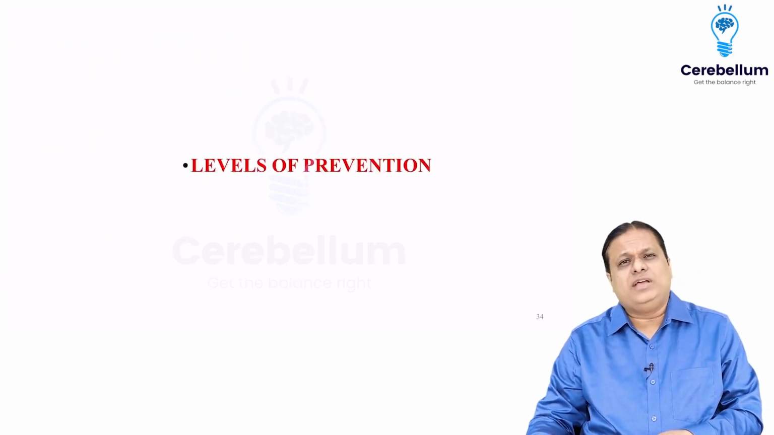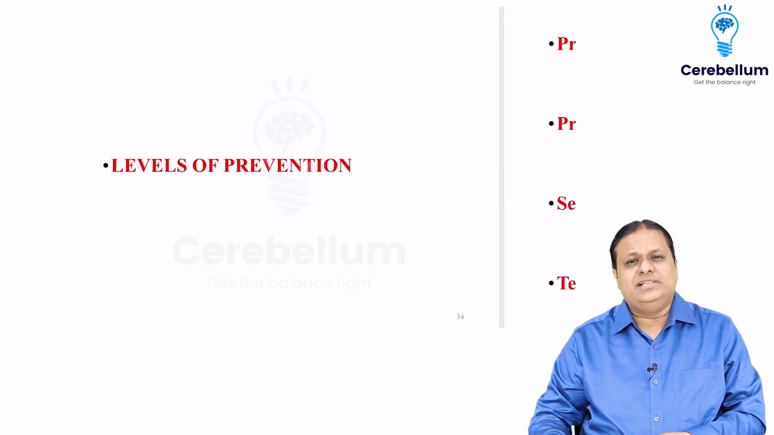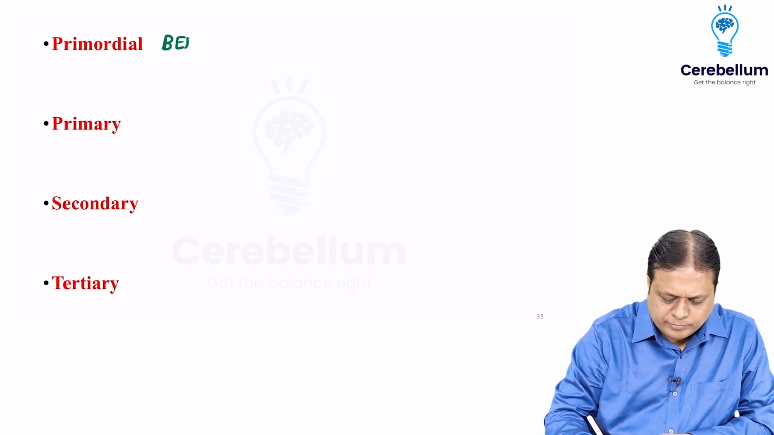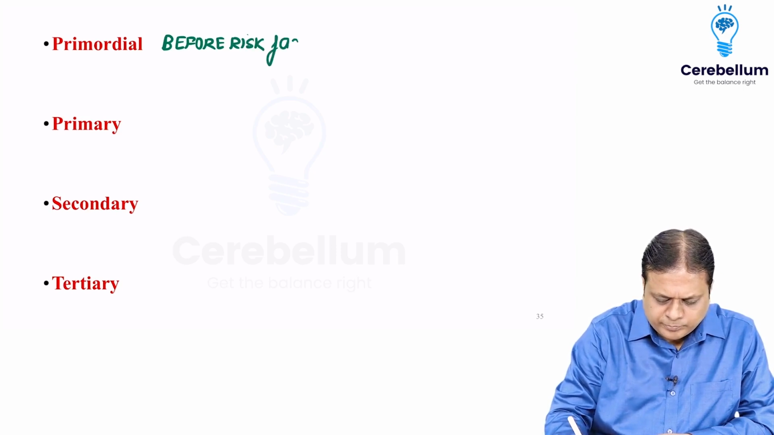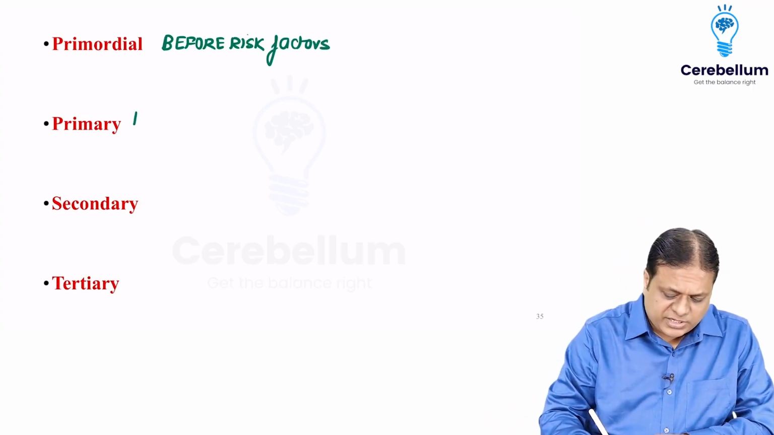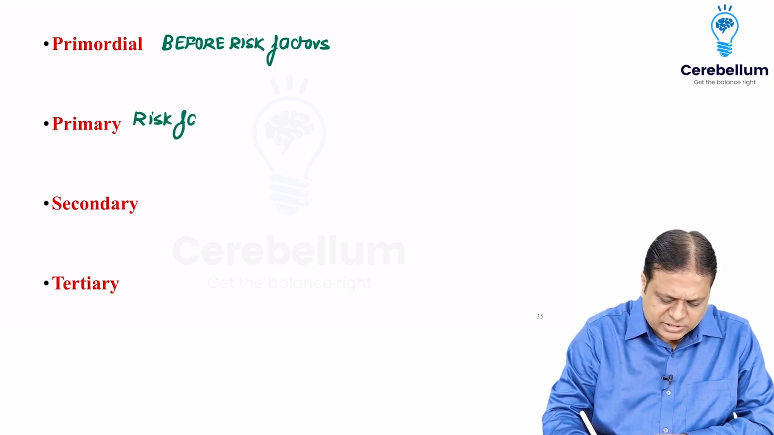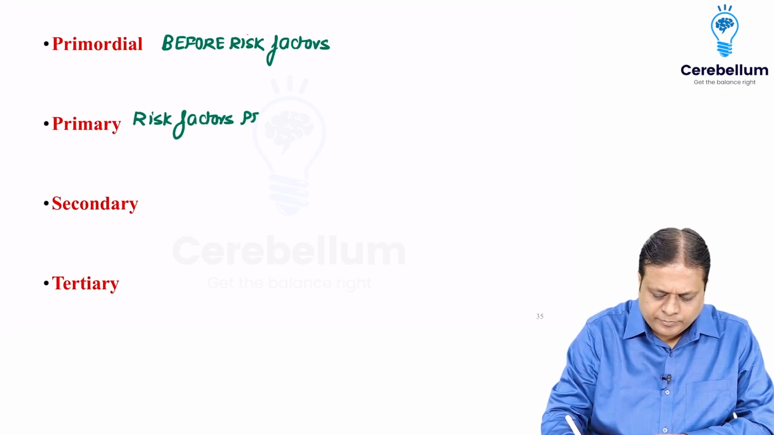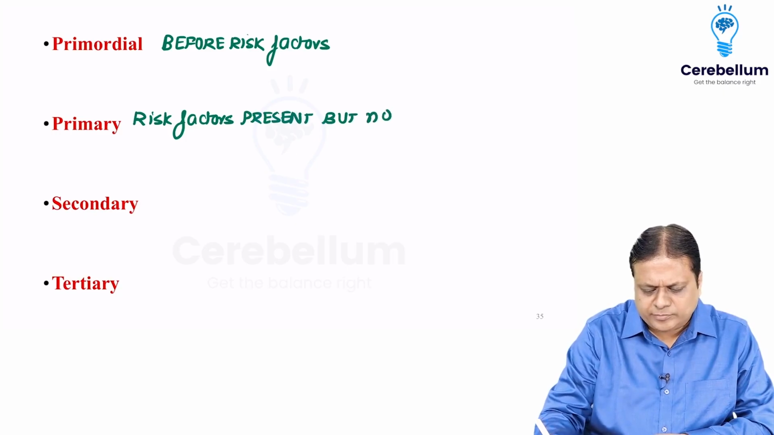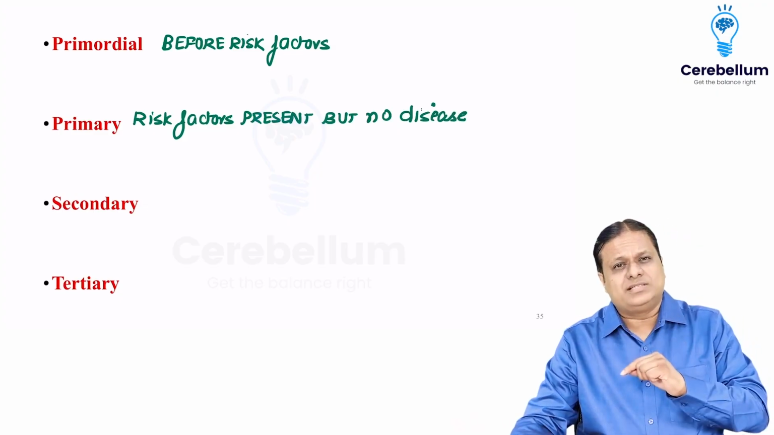Levels of prevention. How many levels of prevention exist, friends? Very right, these are 4. Primordial is applied before emergence of risk factors. Primary level of prevention is applied after risk factors. So risk factors present, but luckily no disease yet. We can still prevent the disease.